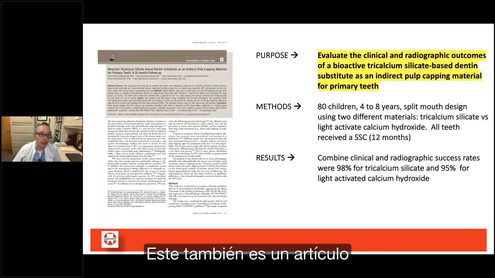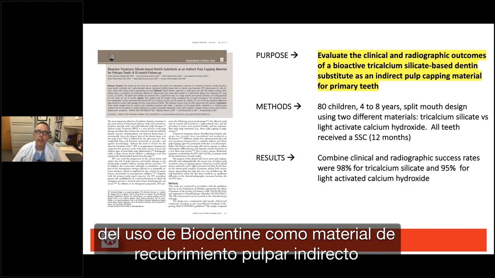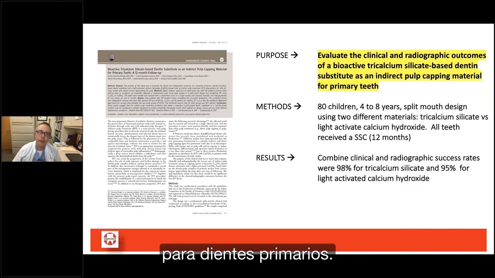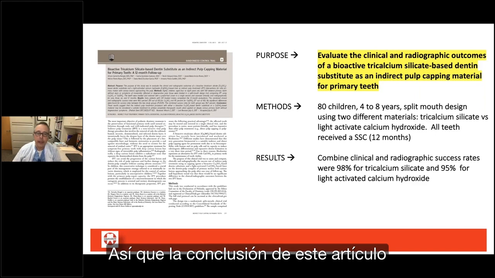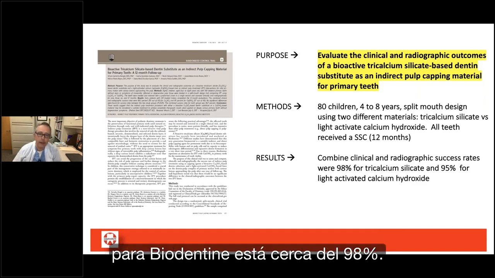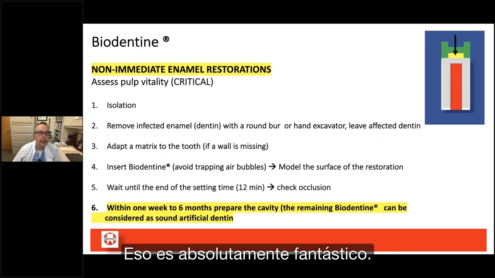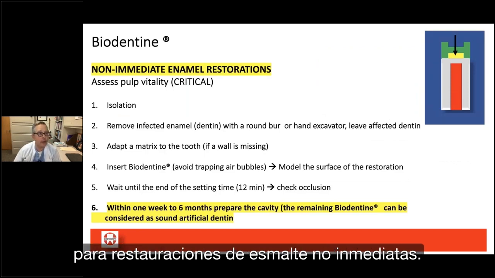This is also one article that is appropriate for this section, to evaluate the clinical and radiographic outcomes of Biodentine as an indirect pulp cap material for primary teeth. That's exactly the patient that I show you in a few slides. So the conclusion of this article is that the combined clinical and radiographic success rate for Biodentine is close to 98%. That is absolutely fantastic. Now, we can also use Biodentine for non-immediate enamel restorations.